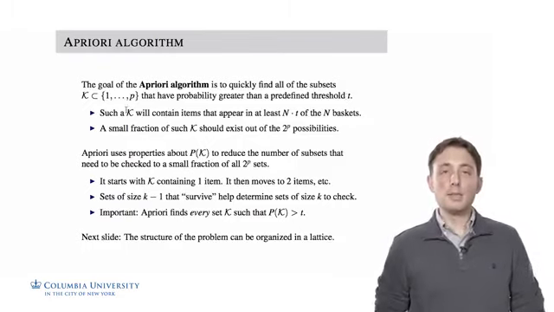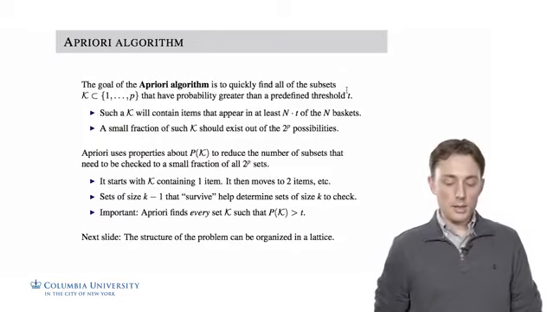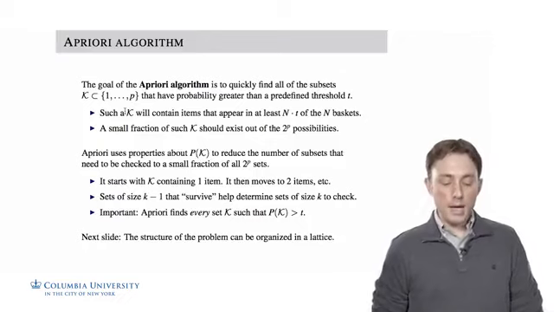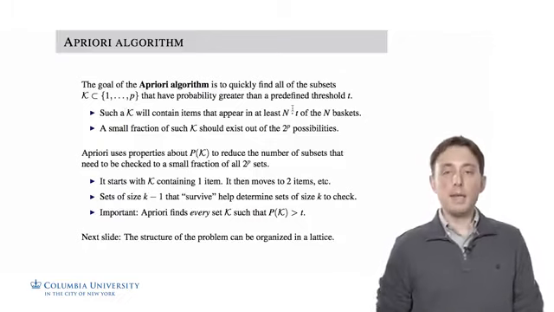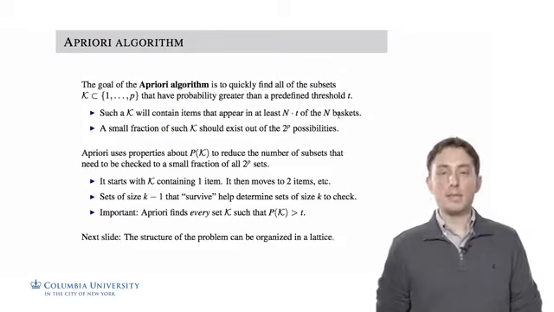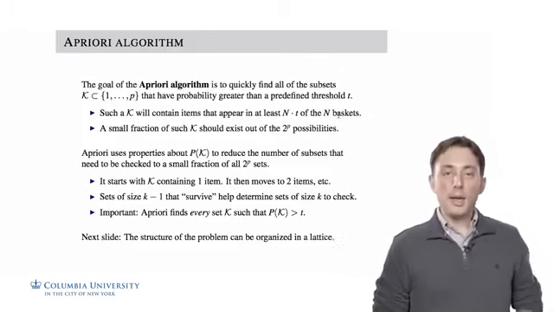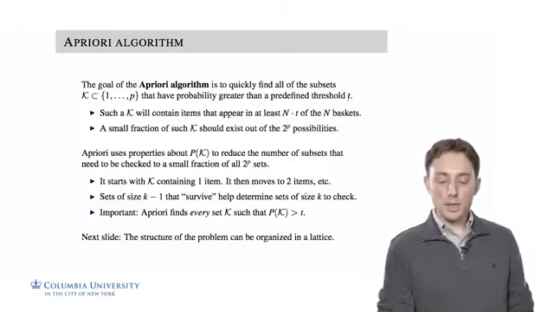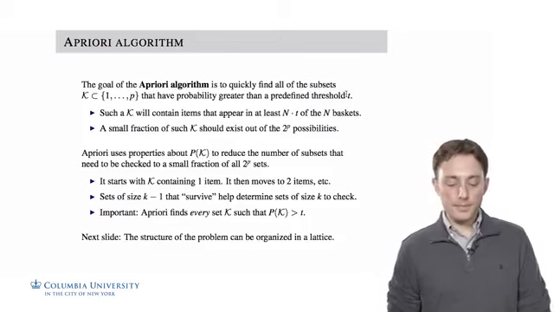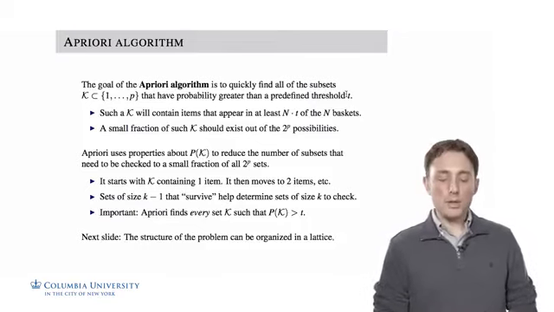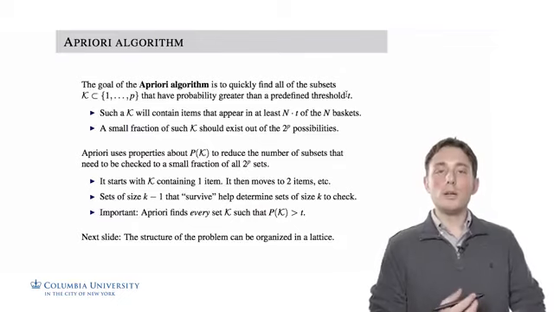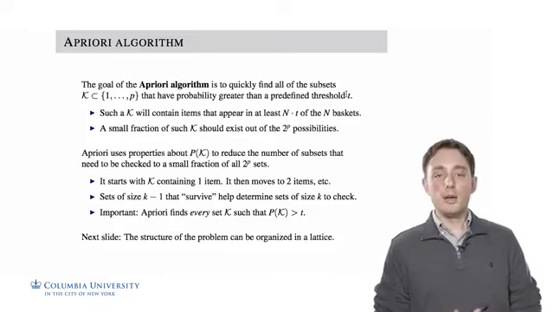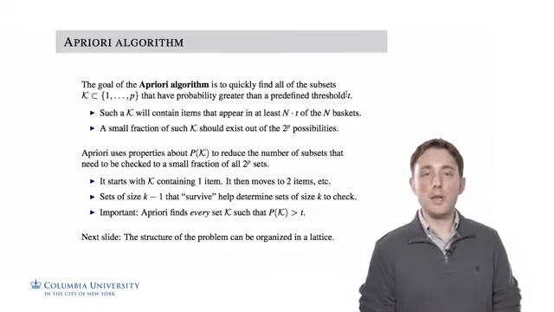So if I find a subset K that satisfies this probability, what that means is that the items in subset K will appear in at least n times T of the n baskets that I have. And we believe that a very small fraction of subsets should satisfy that, so we're going to set T such that that's the case. So what the apriori algorithm is going to do is restrict the number of subsets that we actually need to check by using simple rules of logic.